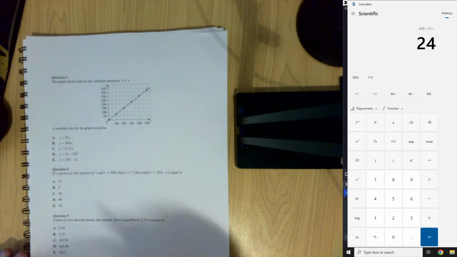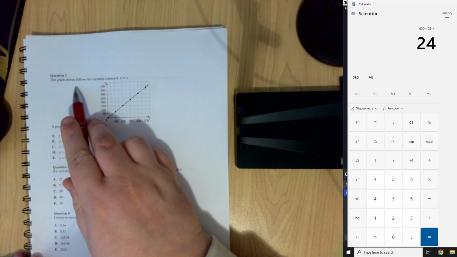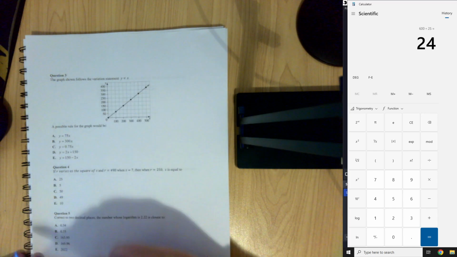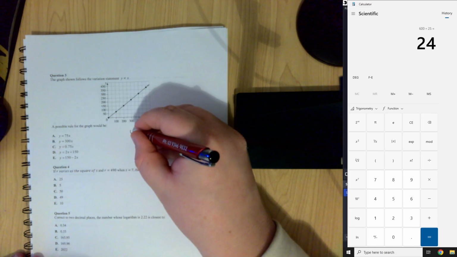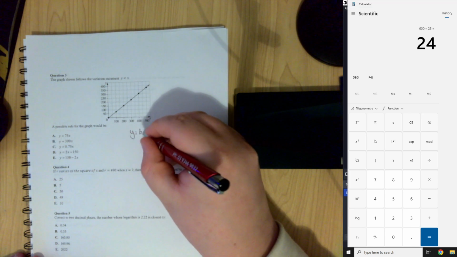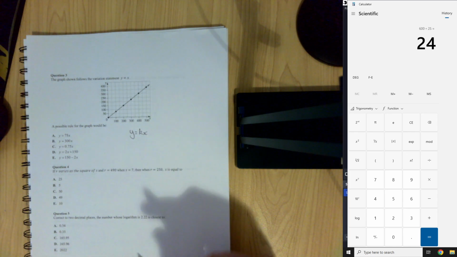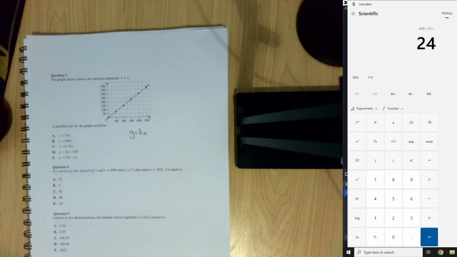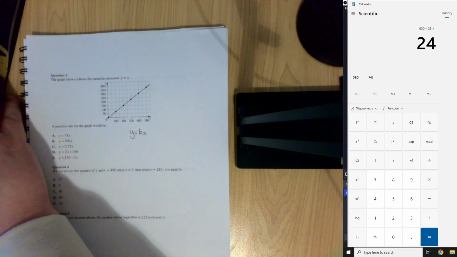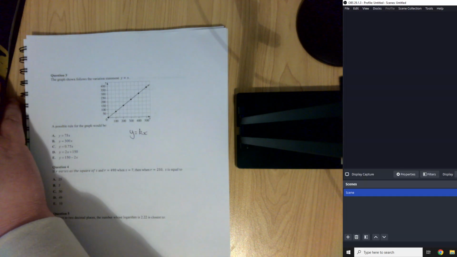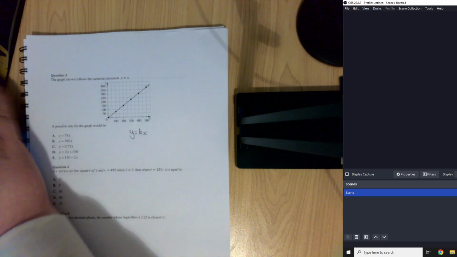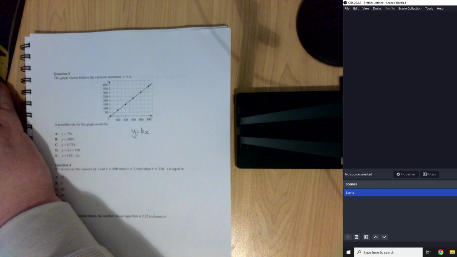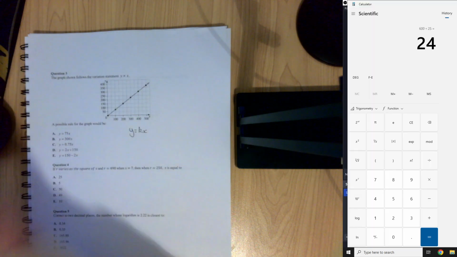Okay, so we have a graph shown here that follows the variation statement y is directly proportional to x. So it means it's y equals kx, and we've got to figure out what the k is. So I'm just going to move this, trying to make a slight adjustment on my screen. Hopefully that's not recording with a red line across.